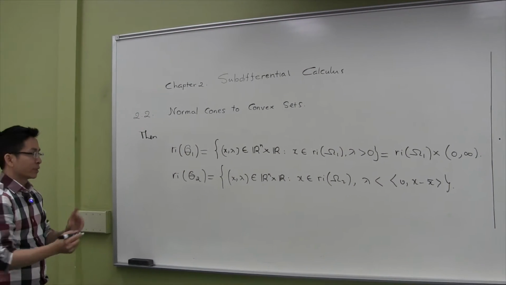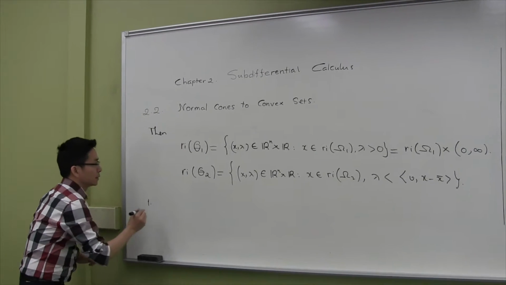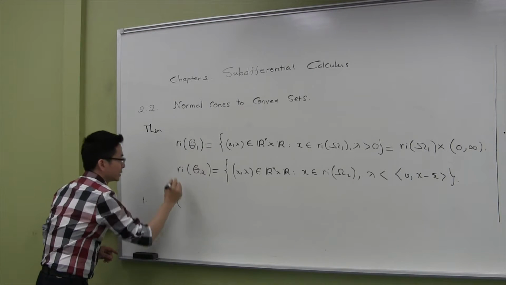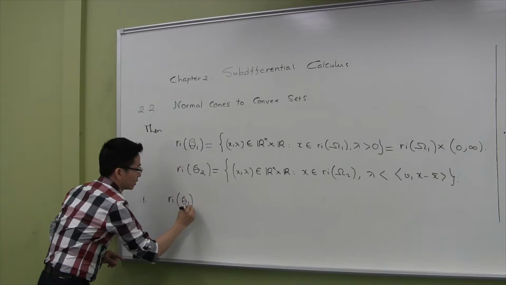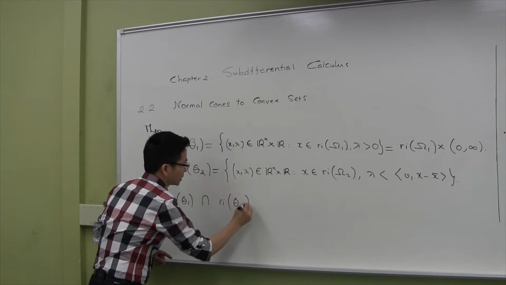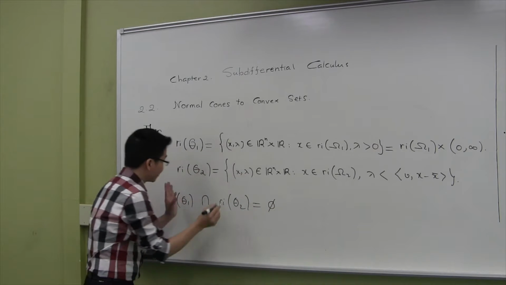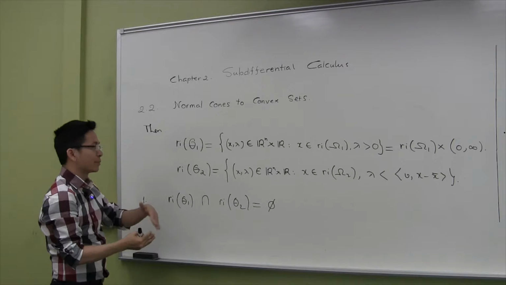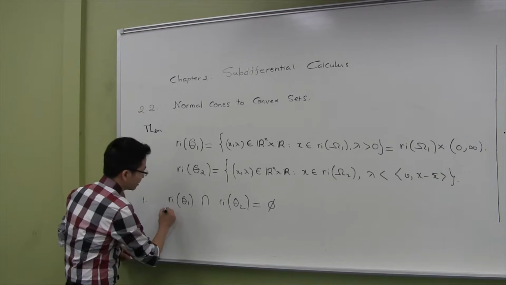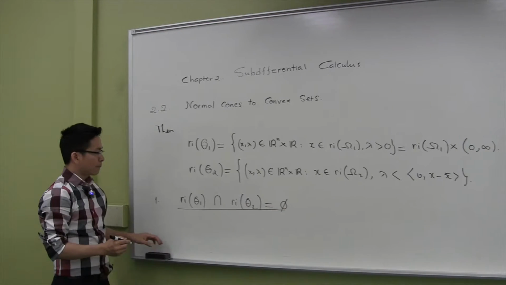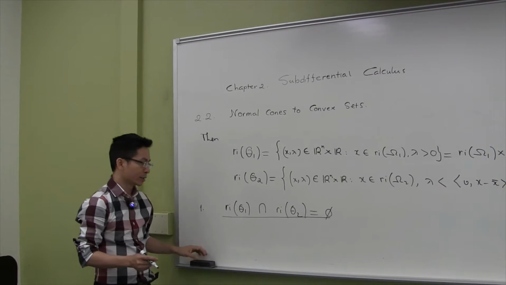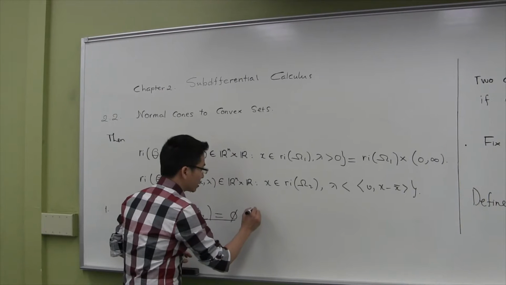Now we're going to observe the following. The intersection of the relative interior of theta 1 and the relative interior of theta 2 is equal to the empty set. Then we can apply the convex separation for the two convex sets, theta 1 and theta 2. How can we observe this? We can prove that this is true by contradiction.